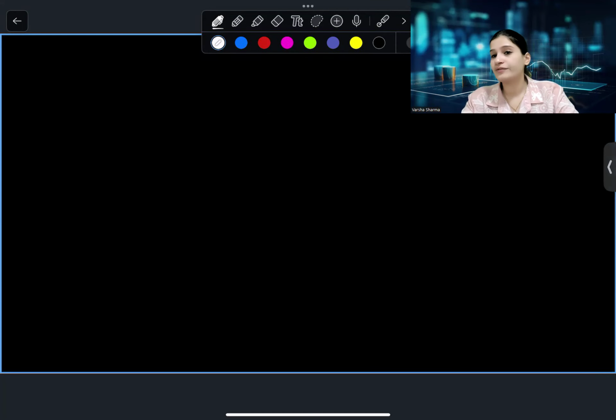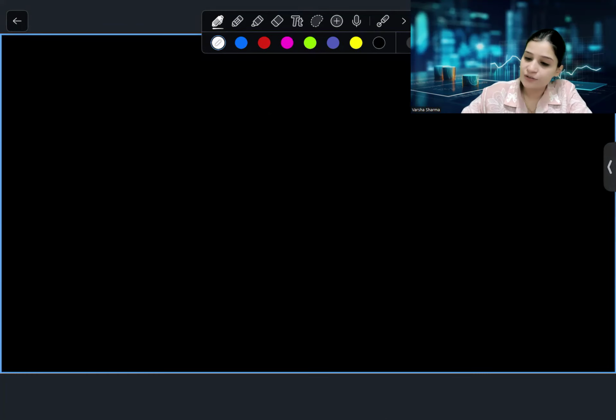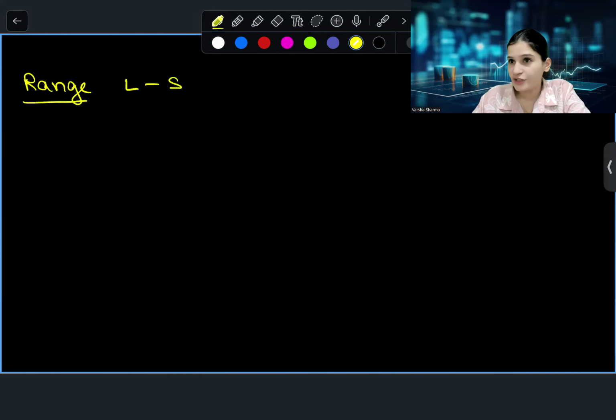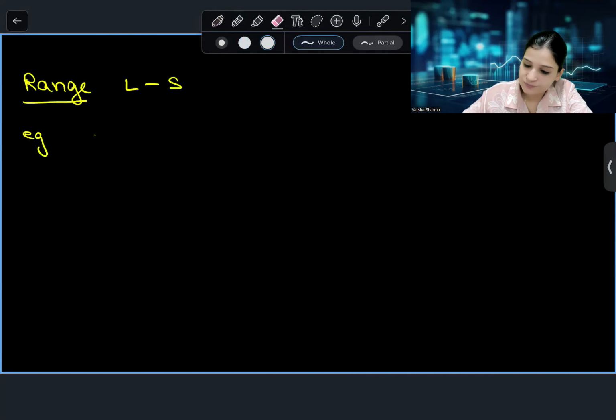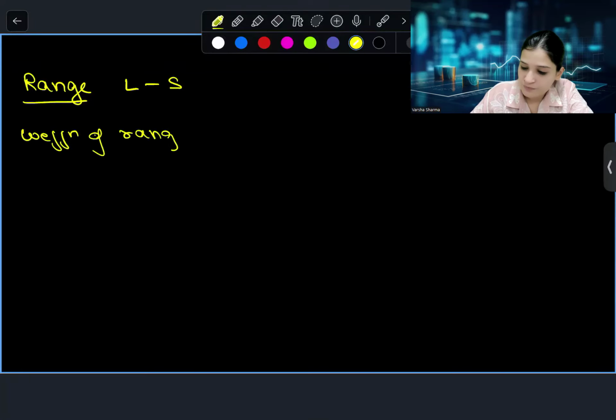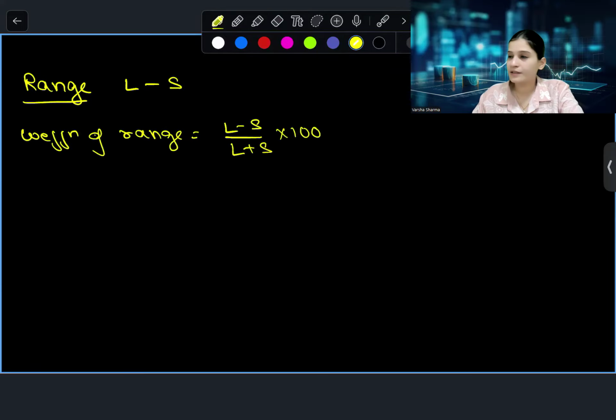Let's talk about each of the things. First, range. Range is largest minus smallest observation. So if it is an individual series, and coefficient of range is L minus S by L plus S into 100.